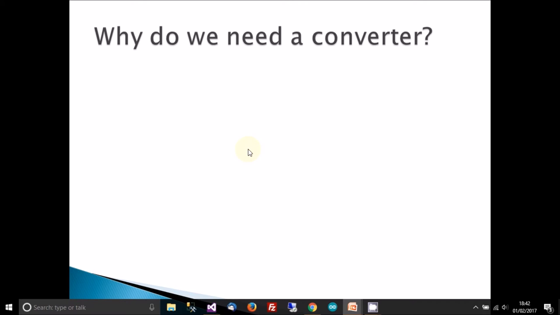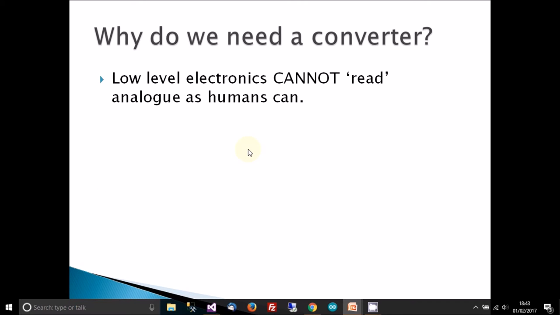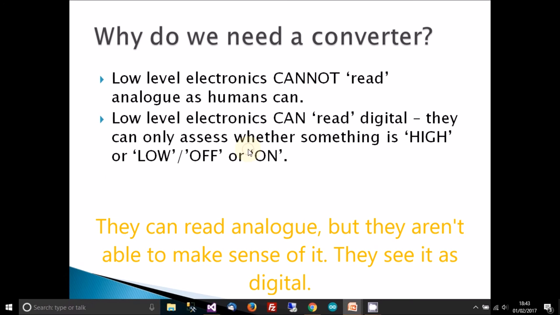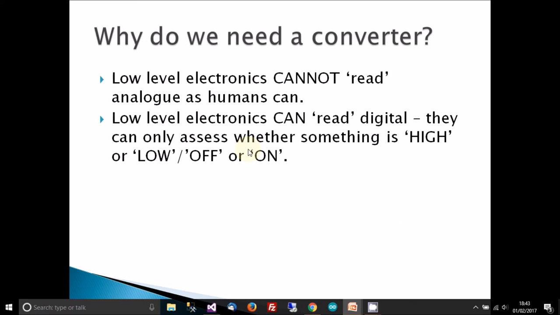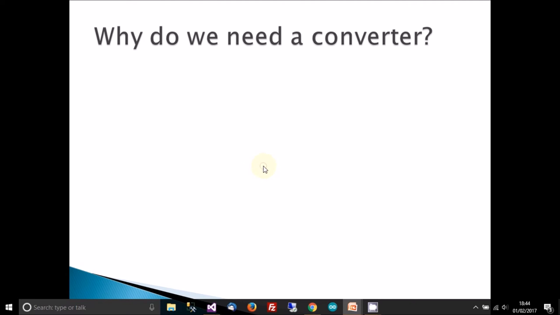So why do we need an ADC? Why do we need a converter? Well, low-level electronics can't read analogue as humans can. In fact, they can't read analogue at all, really. Low-level electronics can read digital. They can only assess whether something is high or low or on or off. So electronics can only work with binary. I don't know if you remember, but binary is a numbering system which can be either 0 or 1. And this ties in very closely with digital, because digital uses binary.